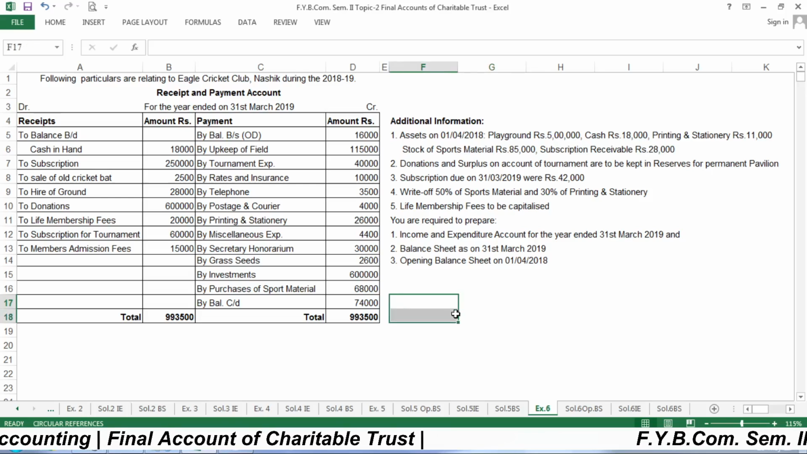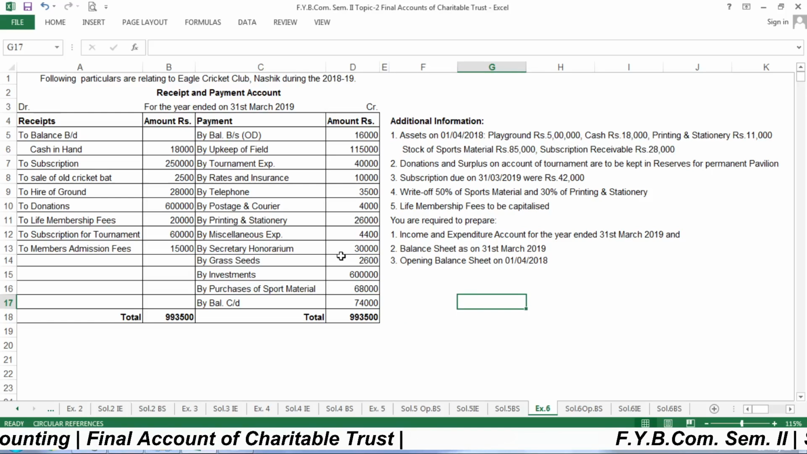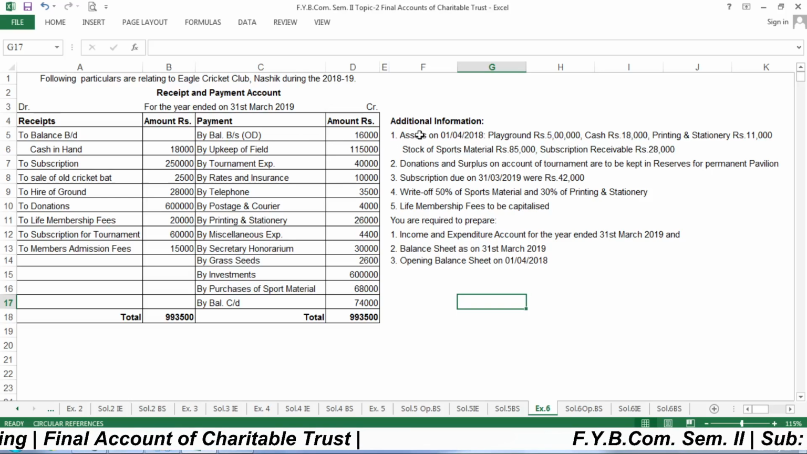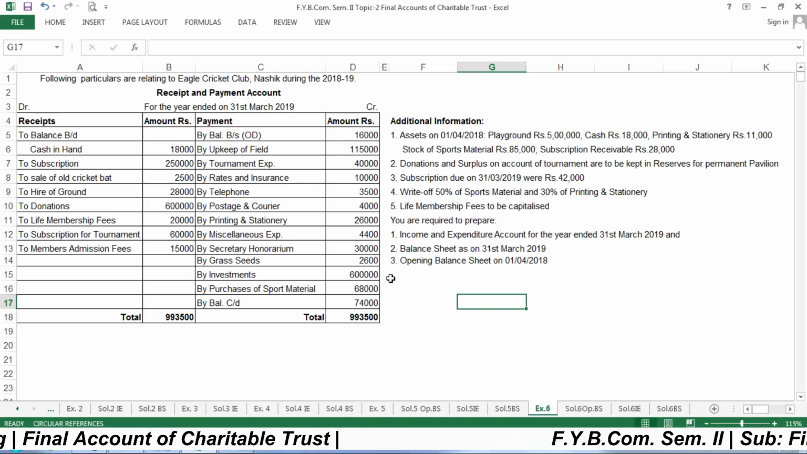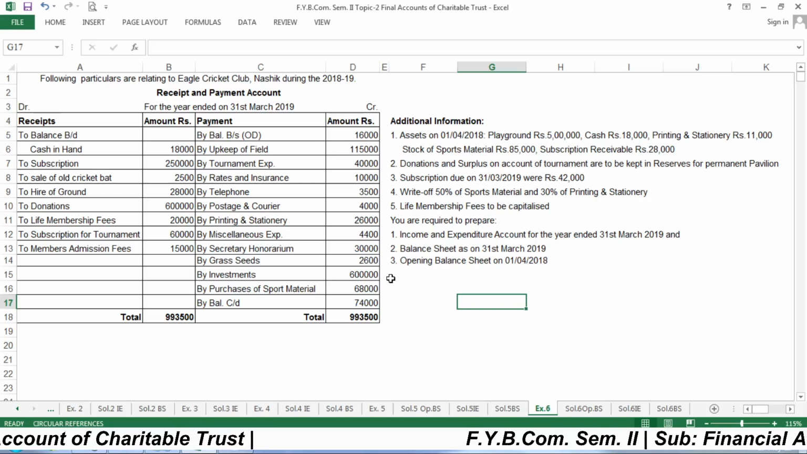Trust. Here we have another example of Charitable Trust where we have a receipt and payment account as well as some additional information, and you may take a screenshot of this example or you may write it down in your notebook. So let us start the example.